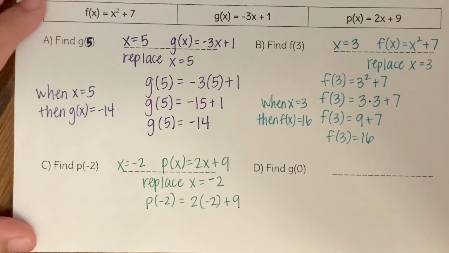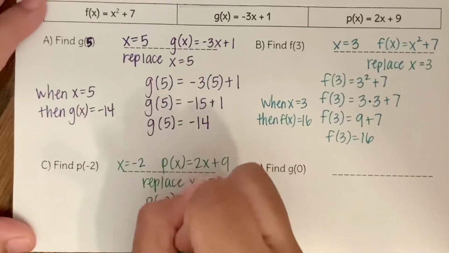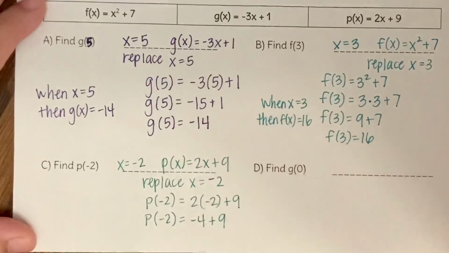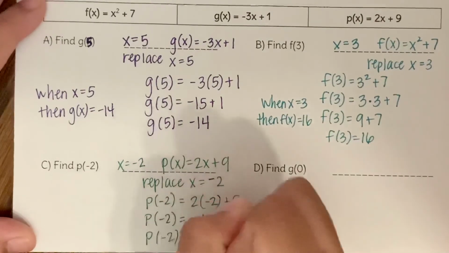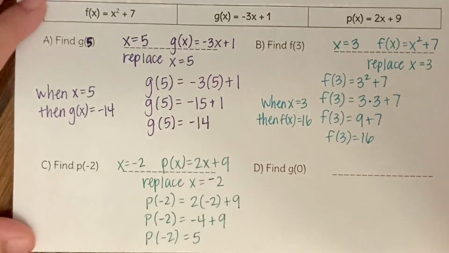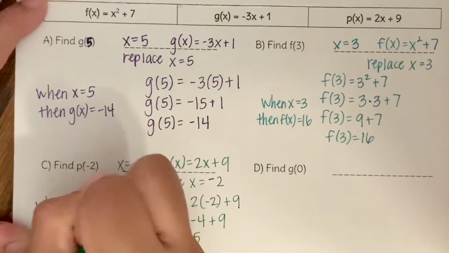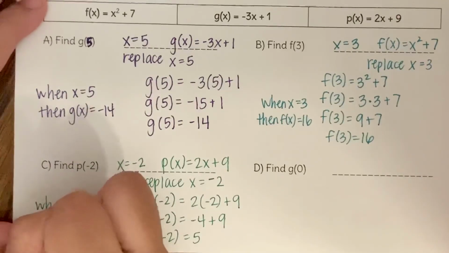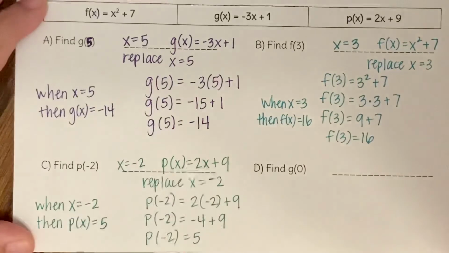I want to multiply first, so 2 times negative 2. I get p of negative 2 equals negative 4 plus 9. And then negative 4 plus 9 is going to give me 5. So p of negative 2 equals 5. And that means that when x equals negative 2, then my p of x is equal to 5.